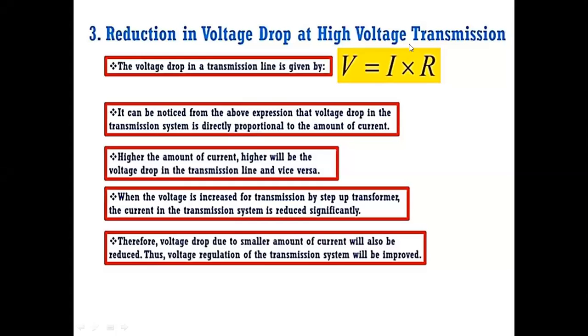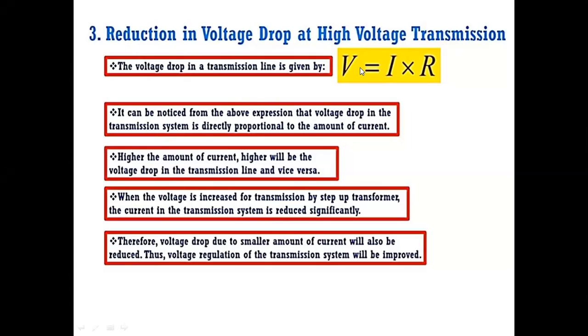Okay, welcome back. The third point is the reduction in the voltage drop at high voltage transmission. It means if you opt for high voltage transmission, the voltage drop will be reduced, and that is what we are in need of, that we should have a low voltage drop. So how is the voltage drop reduced?